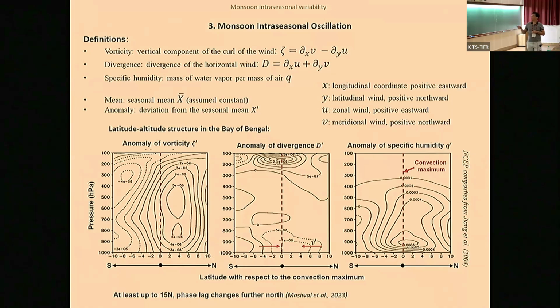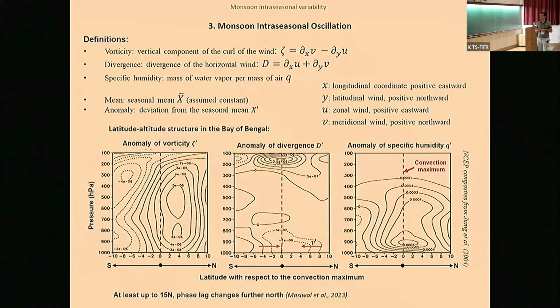Okay, just a few notes about the different symbols that I'll be using here, but they're fairly standard. We'll assume that the seasonal mean is constant when we look at the structure, and then look at the anomaly from that seasonal mean, which will be denoted by a prime. And yeah, maybe this notation D for divergence of the horizontal wind is not quite standard, but the rest is quite standard.